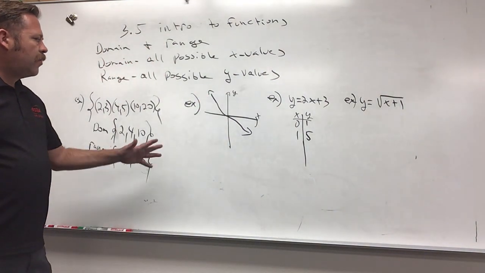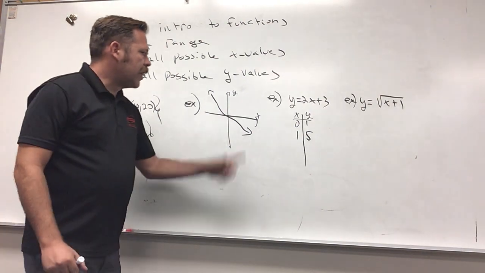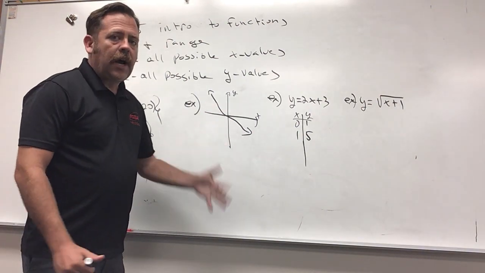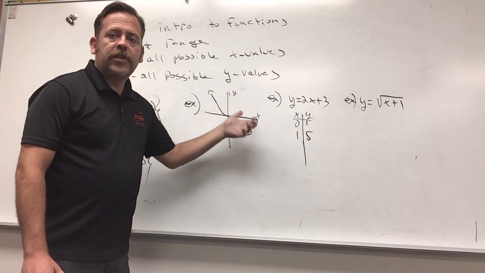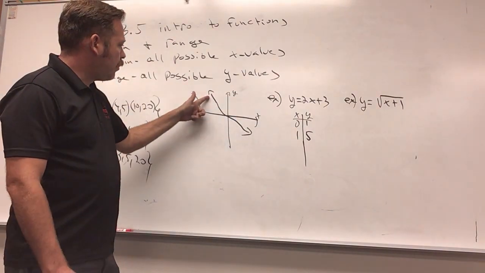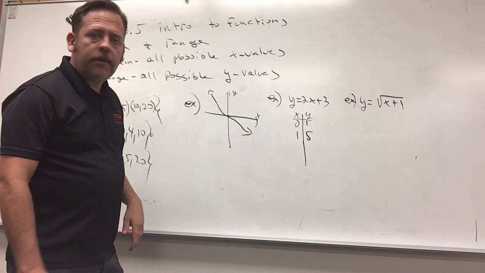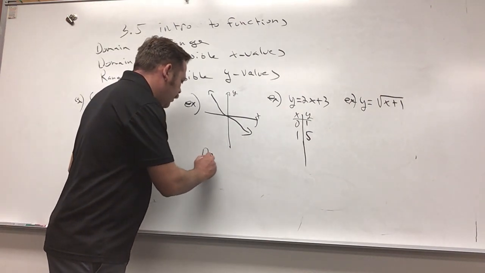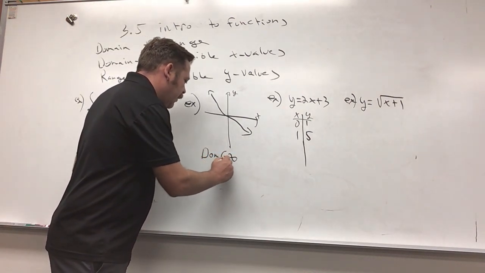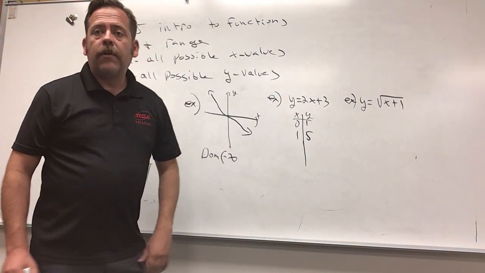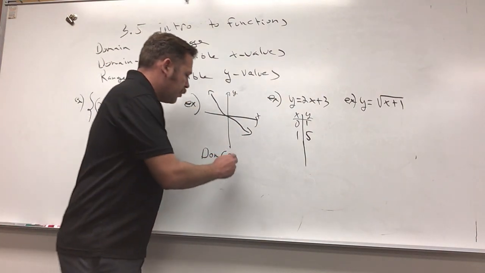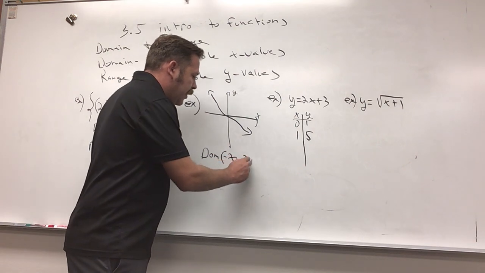Okay, the domain for this one, all possible x values. How far to the left does this line go? That would be its smallest x value. Well, it goes to the left forever, right? So the domain would start at negative infinity. And how far to the right does it go? Well, forever, right? So the domain would be negative infinity to infinity.